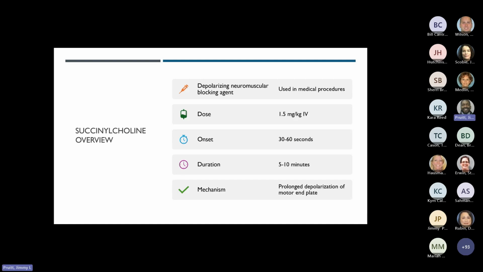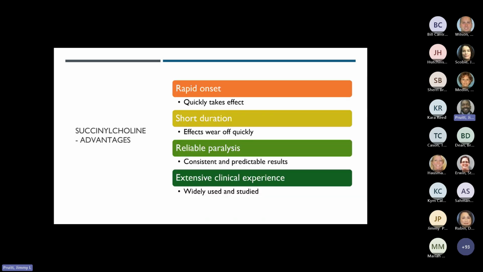So just for reminders, succinylcholine is going to be 1.5 mg per kg, with a rather quick onset of 30 to 60 seconds and a short duration, and it's going to cause this prolonged depolarization of the motor end plates. Advantages are that it's quick on, wears off pretty quickly, and has reliable paralysis. It's going to be pretty consistent and predictable, especially with the fact that we can see it working with the fasciculations. It's rather widely used and studied.